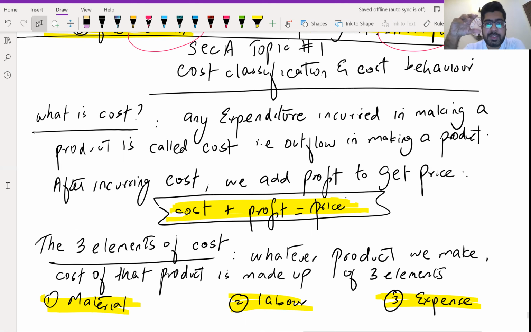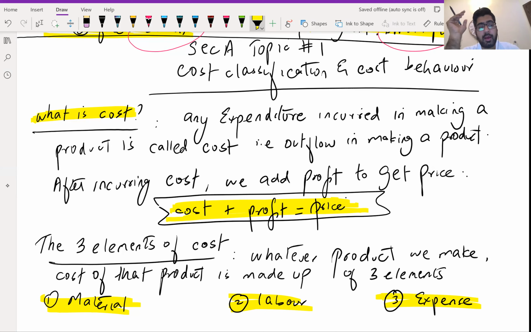Now, if you're starting the cost accounting paper, this is the cost and management accounting paper, and you're starting topic number 1, cost classification, cost behavior. Whenever you are starting a cost accounting paper, the first information which must be in your mind is what is cost. Like someone studying mathematics must know what mathematics is, someone studying financials must know what financial is, someone studying economics must know what economics is. If you're studying cost accounting, the first thing you must know is what cost is.